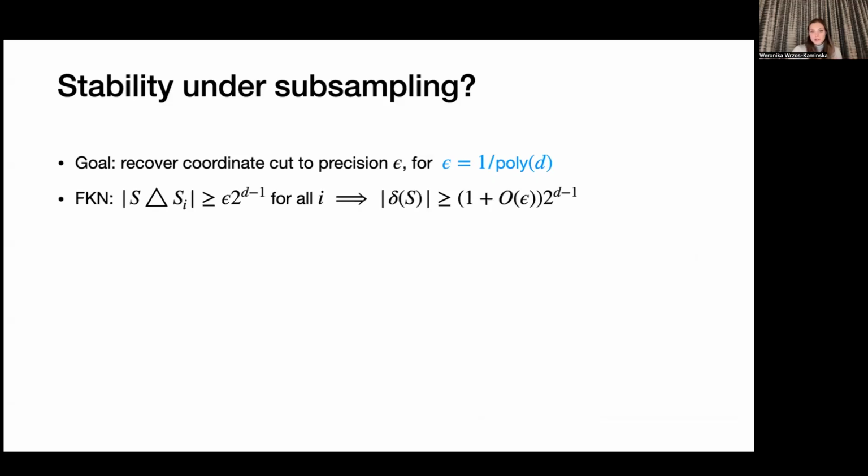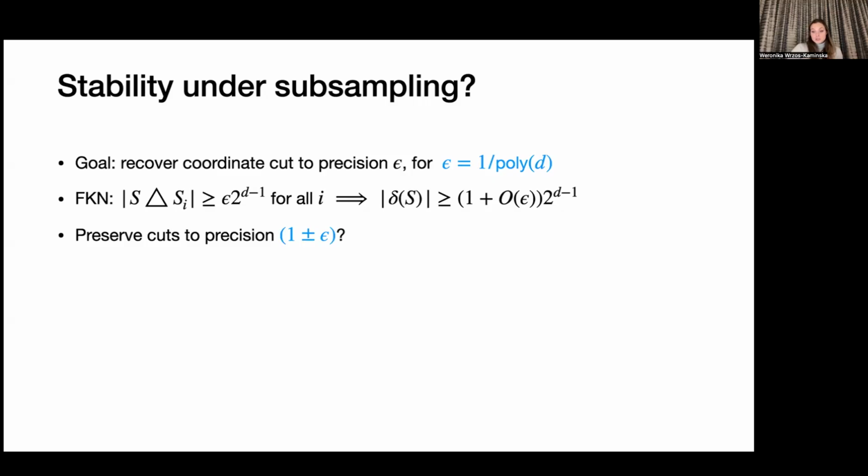By the FKN theorem, we know that if we have a bad cut, by which I mean a cut which differs from all of the coordinate cuts in at least an epsilon fraction of the vertices, then this cut can't be too sparse. More concretely, it has to be a 1 plus O of epsilon factor larger than the coordinate cuts. So it would be enough for us to show that all the cuts are preserved up to a 1 plus minus epsilon factor after the subsampling.